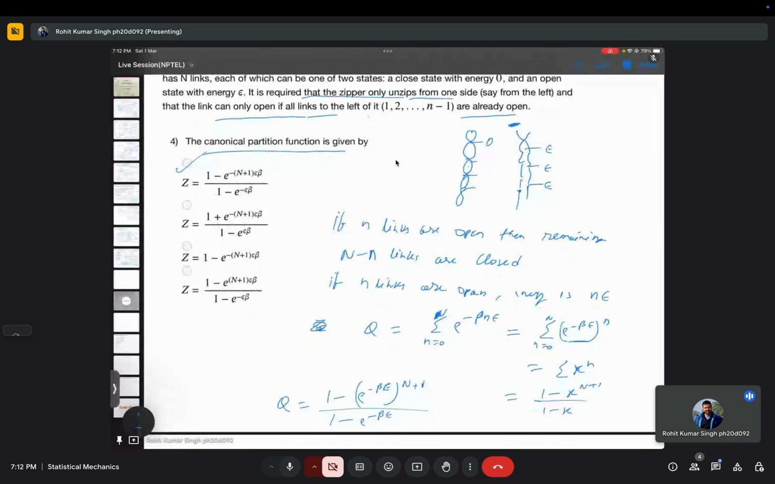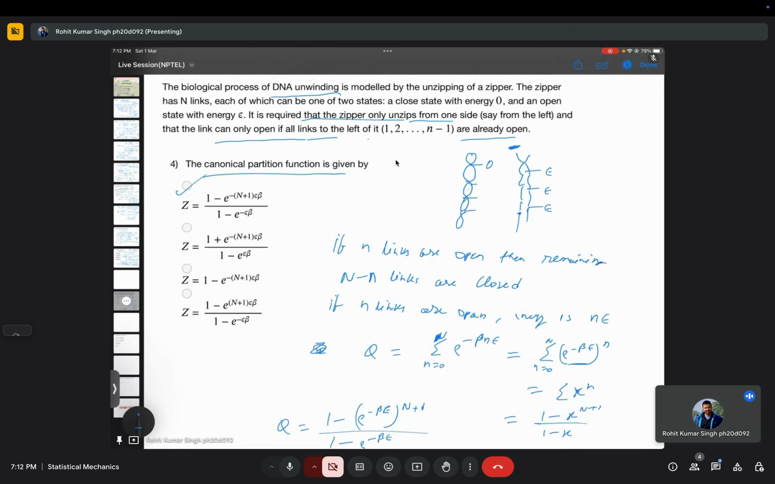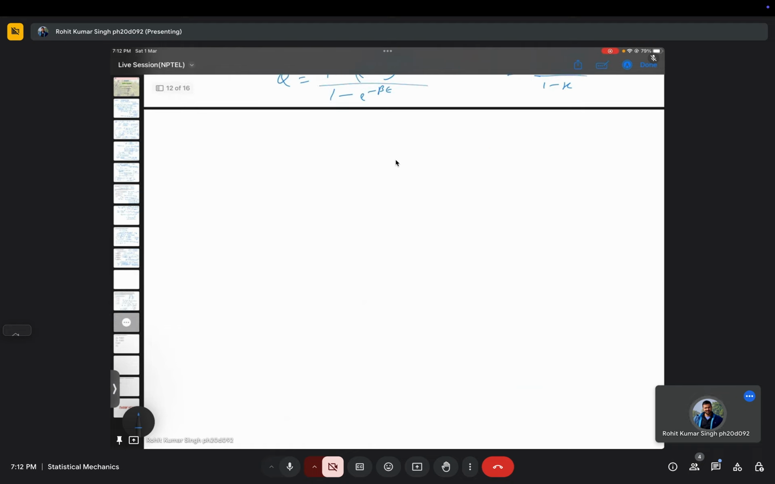Okay, this is fine, but do you understand the problem? What is one system here? How do you define a system here? This is a chain of DNA, and the question says that you are unzipping it. So here one system is one configuration of the DNA. Let me try my best to draw it. So this is a system with energy, and this is going on and on.